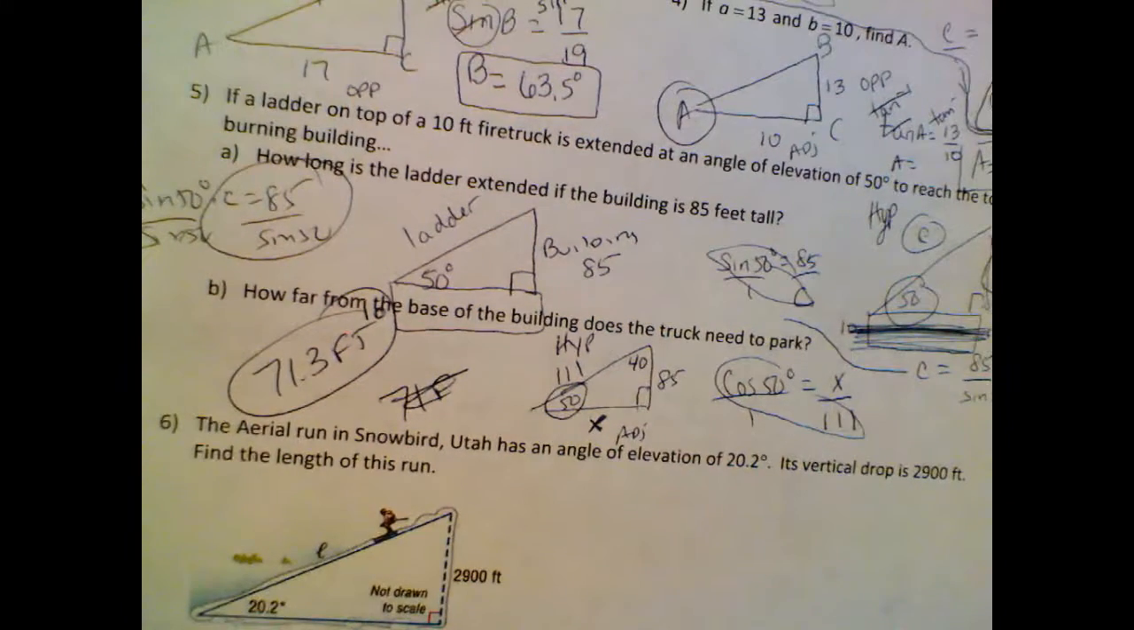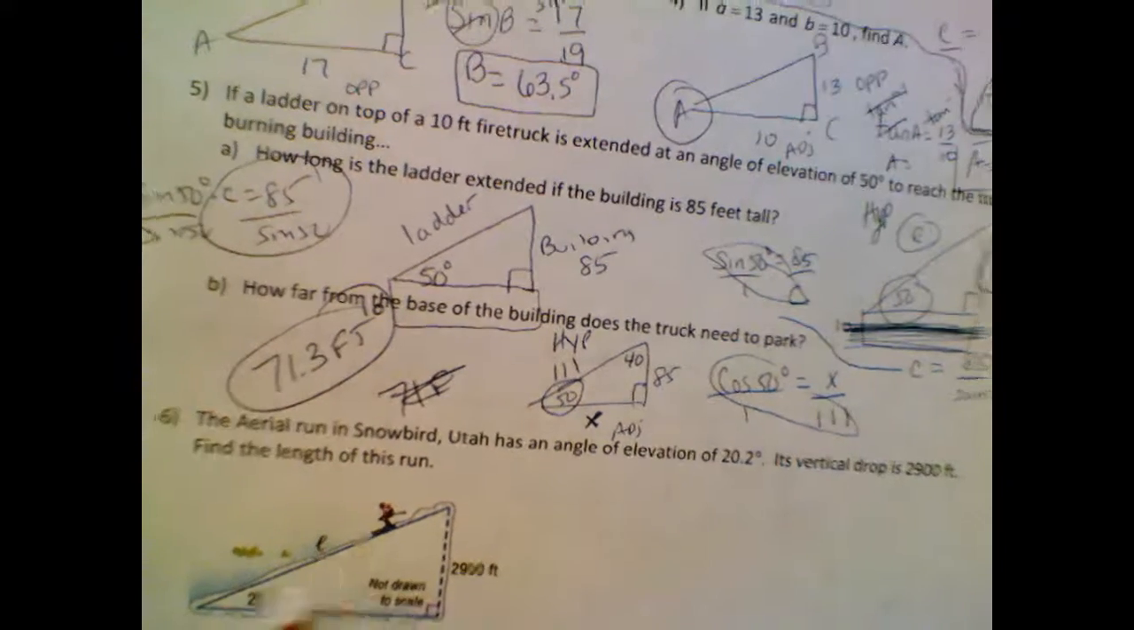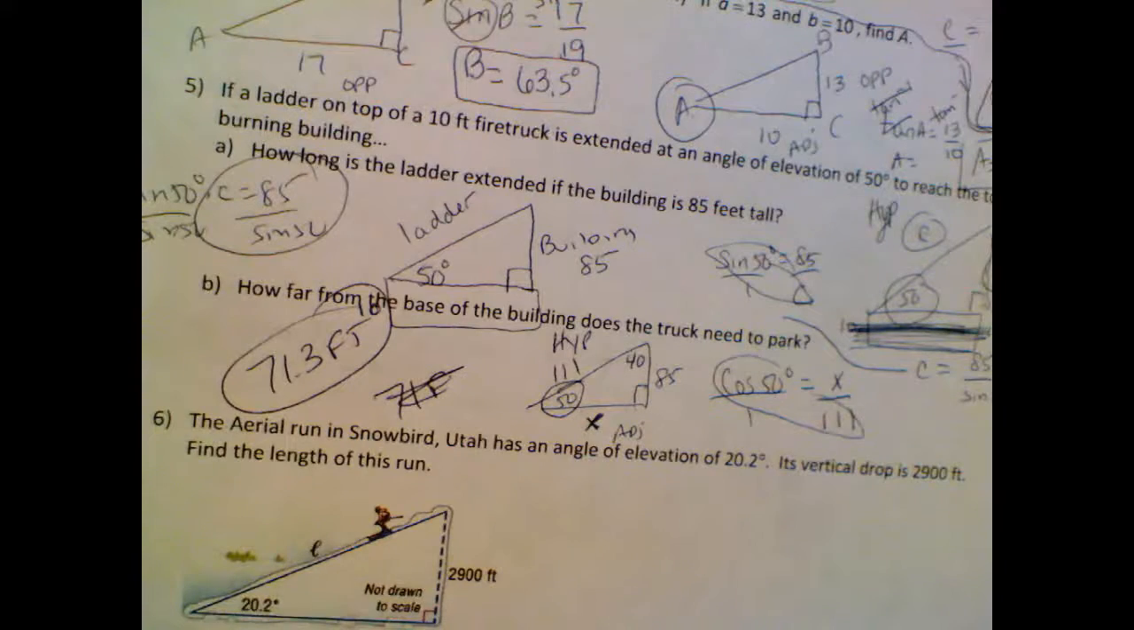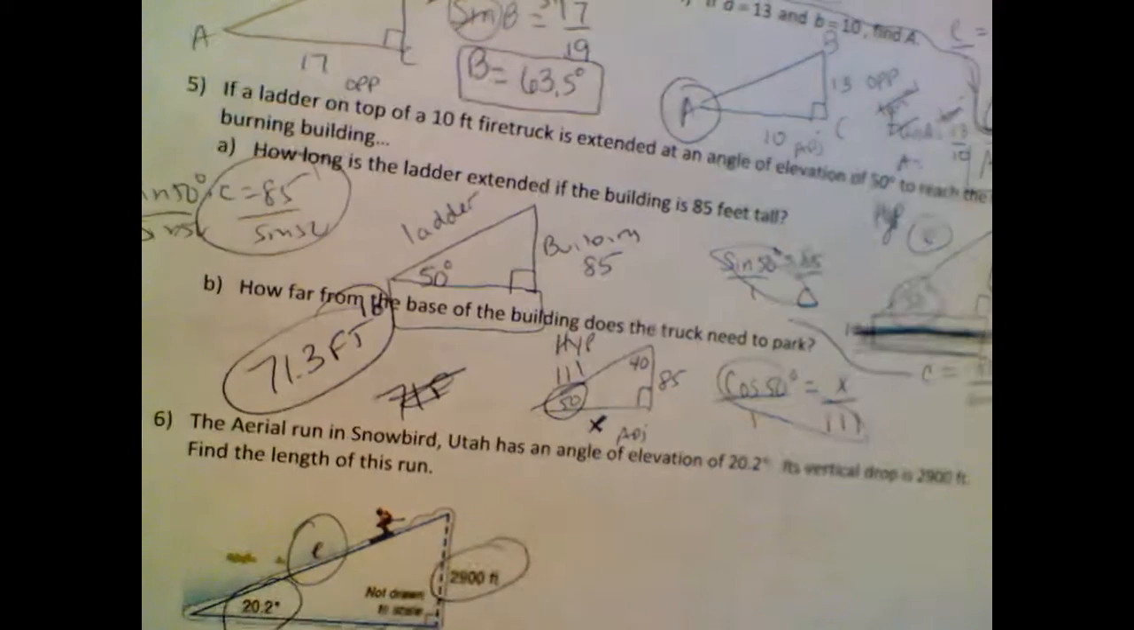71.3 feet. Now, number 6, I gave you guys a picture. So read it. The aerial run in Snowbird, Utah has an angle of elevation of 20.2. This is a real place. Its vertical drop is 2,900. That's very steep. Find the length of the run of the skier. So you're trying to find this. But you know this and you know this.